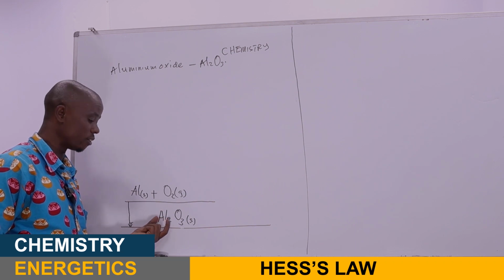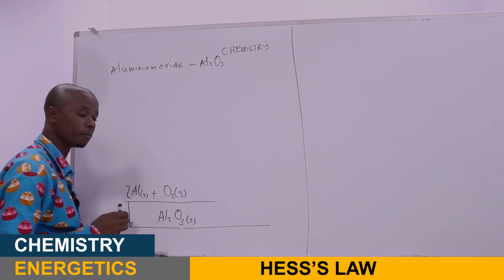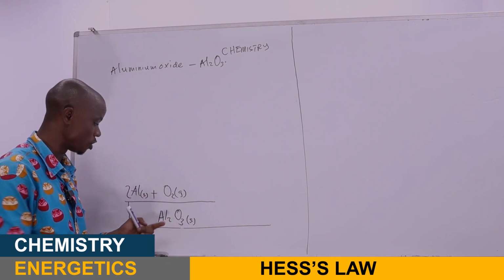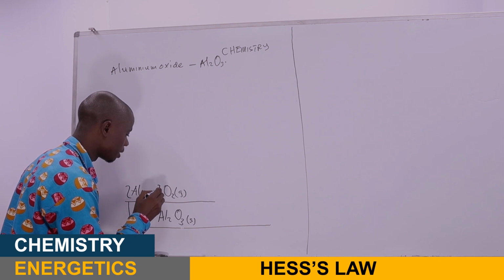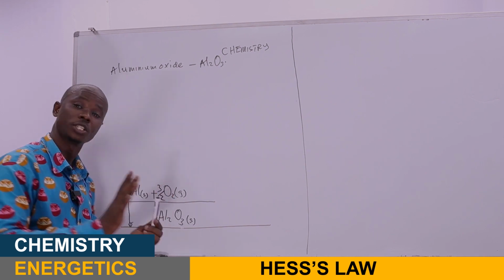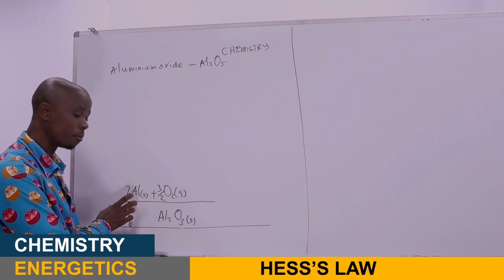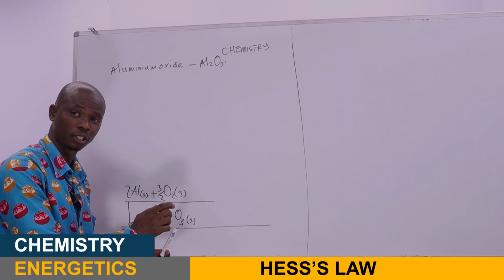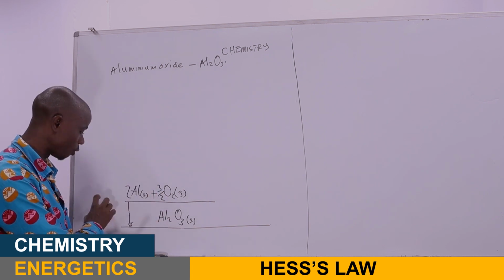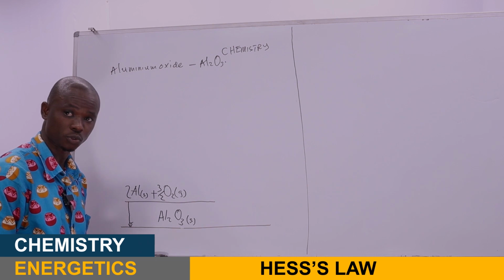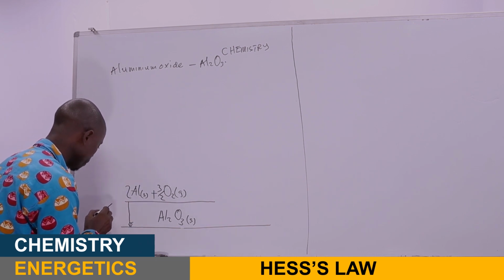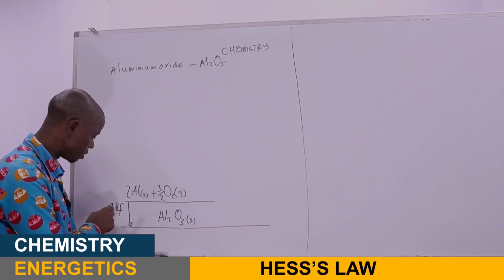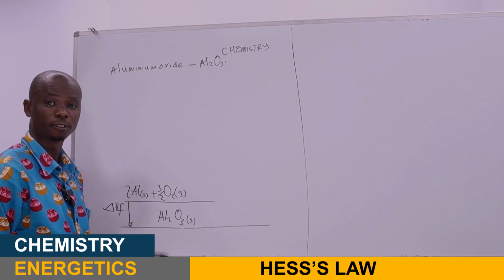When you balance, here we have 2 aluminum, so you put 2 aluminum here. And for the oxygen, here we have 3 gaseous atoms of oxygen, and here we have 2, so you put 3/2 there. So the equation is balanced. What is the name of this one? This is the enthalpy of formation. It is not good to write the whole words here, but we can use the symbols. That is the enthalpy of formation of this compound.